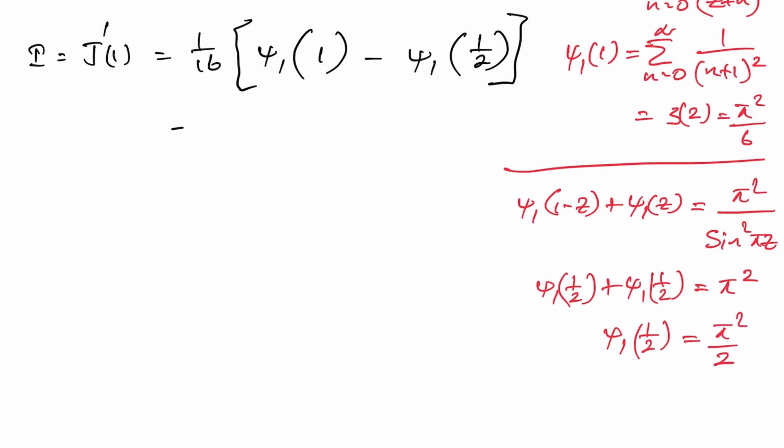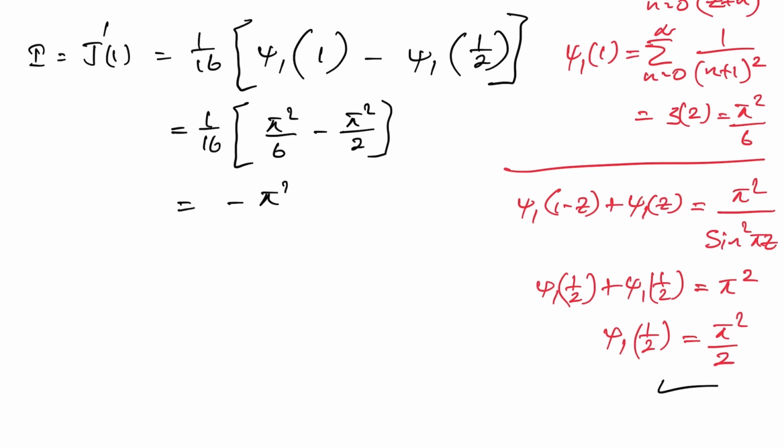So we can plug in: 1 over 16 times trigamma of 1, which is pi square over 6, minus trigamma of 1/2, which is pi square over 2. So if we simplify, we have minus pi square over 48. Okay, this is the answer for our integral.